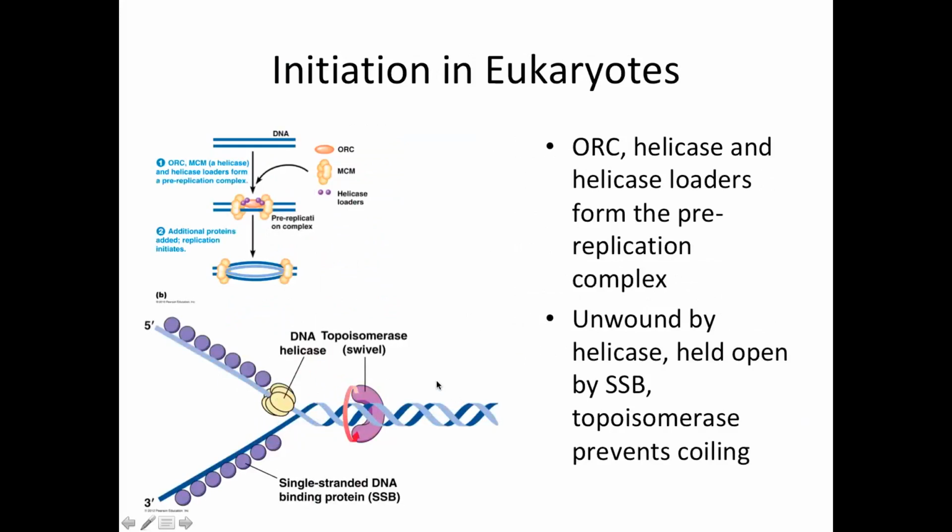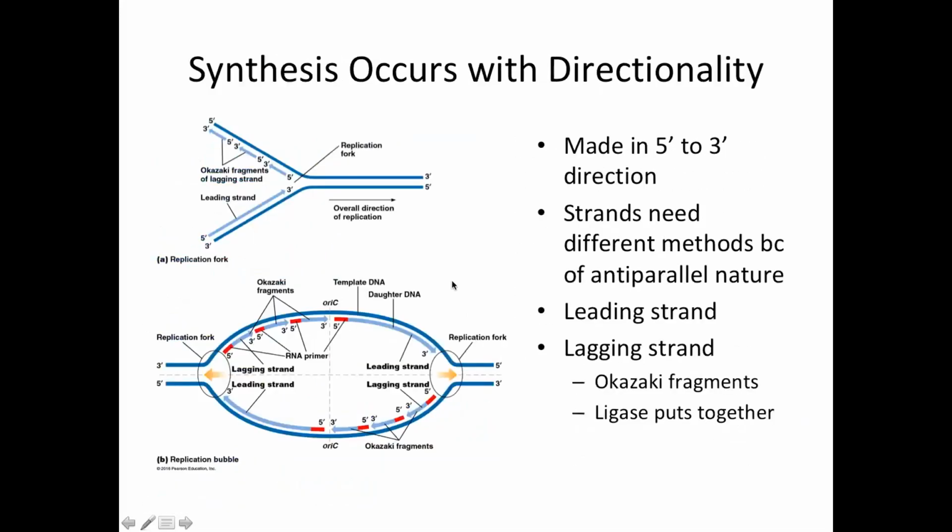Because of the directionality of synthesis, each strand of DNA must be synthesized differently. Here's our replication fork. You can see that for one side, it's very easy to make that 5' to 3' heading in the direction that the DNA is opened, so towards the replication fork. But because of the anti-parallel nature of our DNA helix, the other side, which we call the lagging side, if it makes it in the 5' to 3' direction, it's moving away from the replication fork. And so we'll need to make a series of fragments as the replication fork moves and as the DNA helix opens. We call these fragments Okazaki fragments.